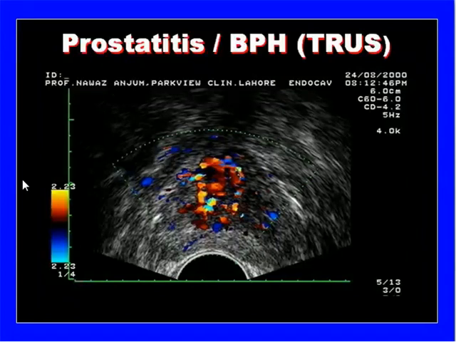This is prostatitis with benign prostatic hypertrophy. Again, moderate vascularity.